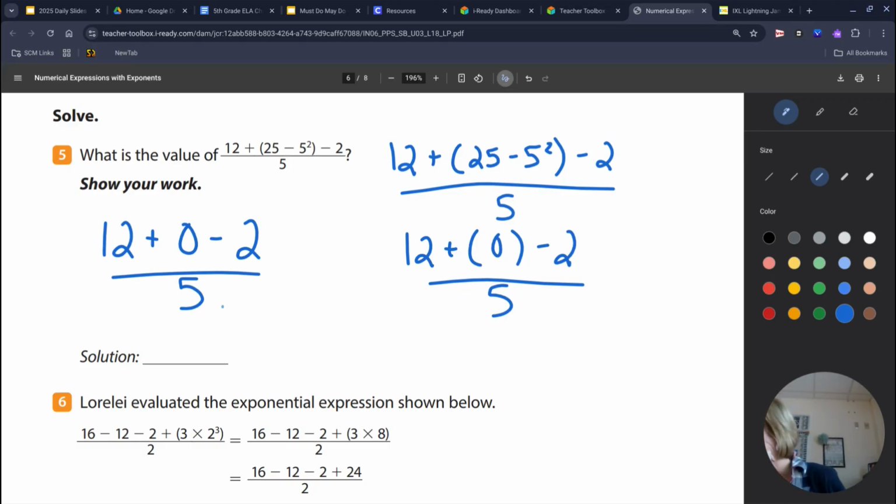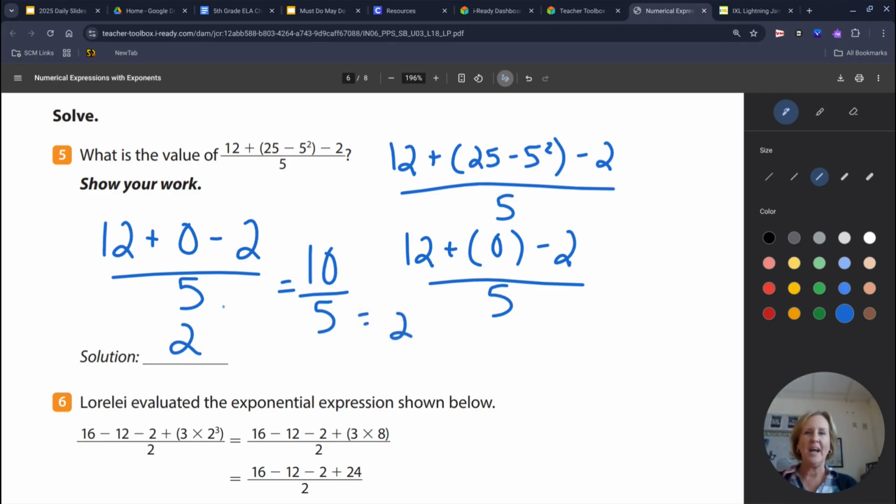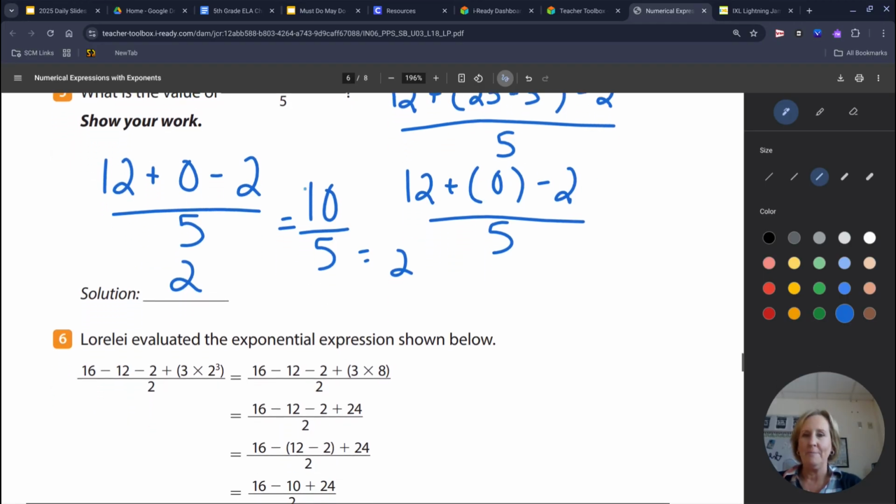Let me just make sure I'm on track. Yeah. Okay. What is 12 plus 0? Shirley, you said 12. Minus 2 is going to give me 10, and 10 divided by 5 is 2. So something that looked kind of tricky really is not all that tricky when you break it down.